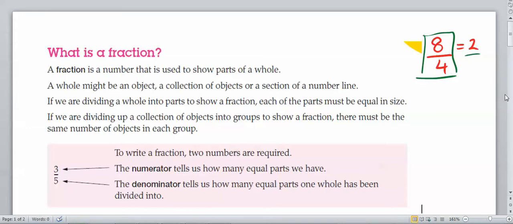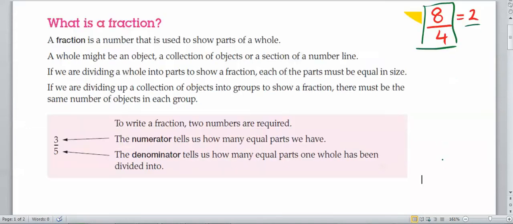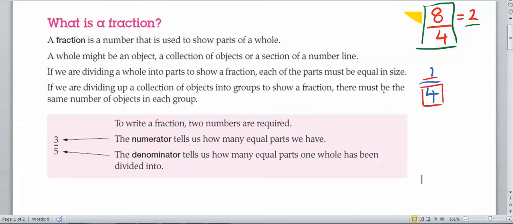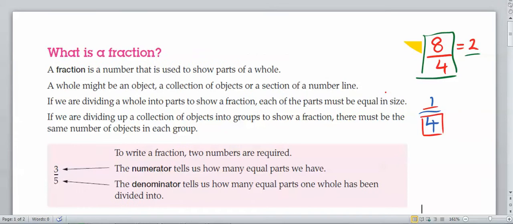But when we mostly look at fractions, we're looking at a fraction in terms of it being part of a whole. So, for example, if we had 1/4, we have a whole is 4 parts, and we have 1 part of the whole. A whole might be an object, a collection of objects, or a section on a number line. We're going to look at number lines in a second. If we're dividing a whole into parts, each of the parts must be of equal size.